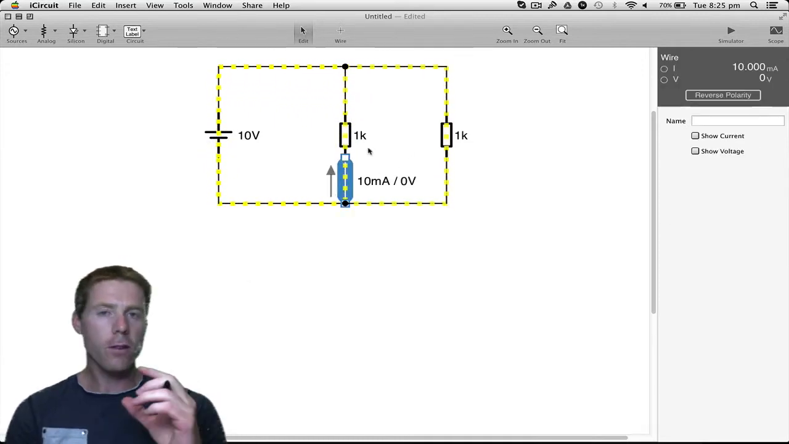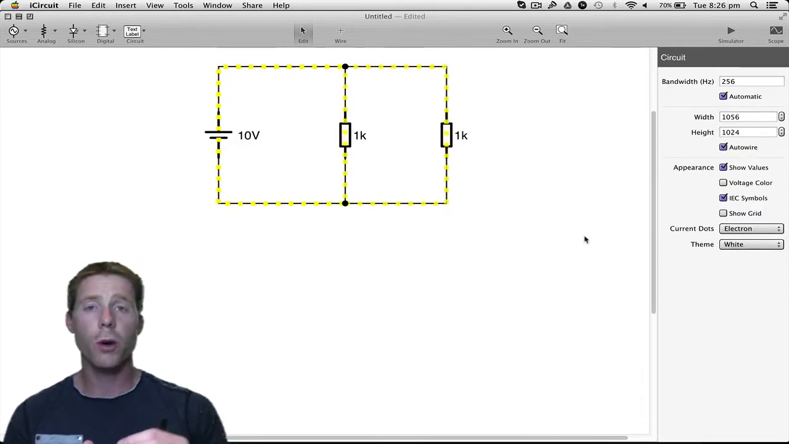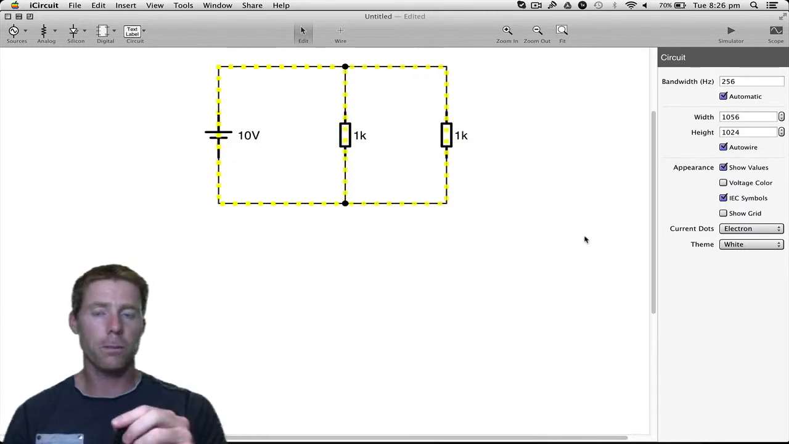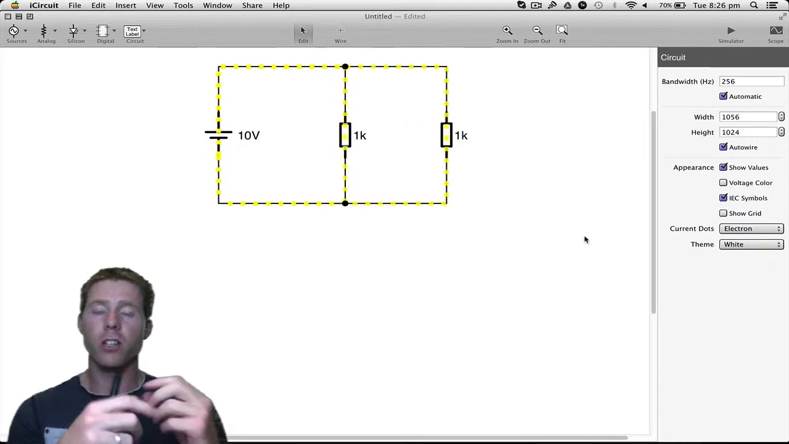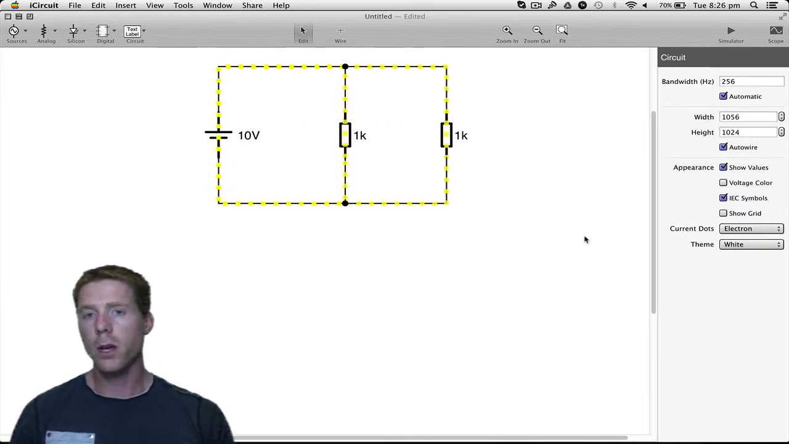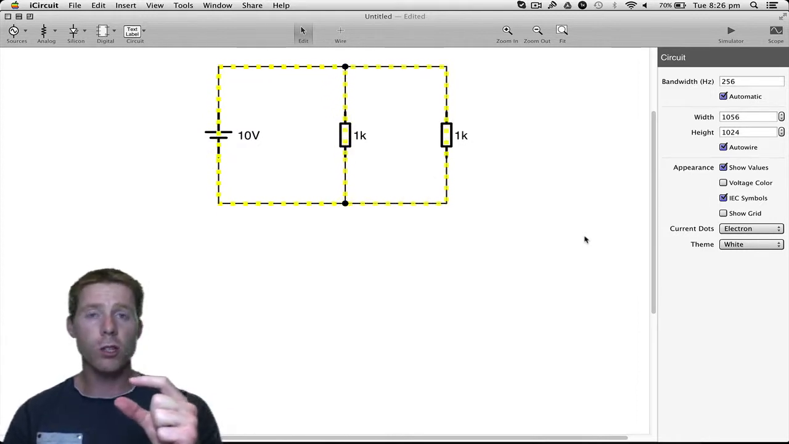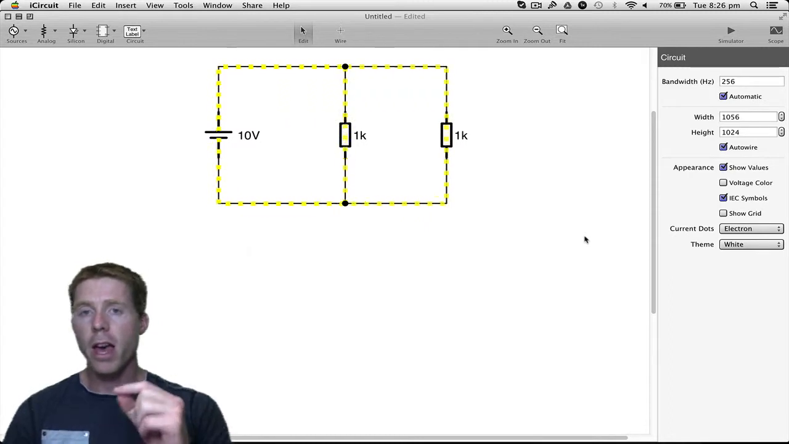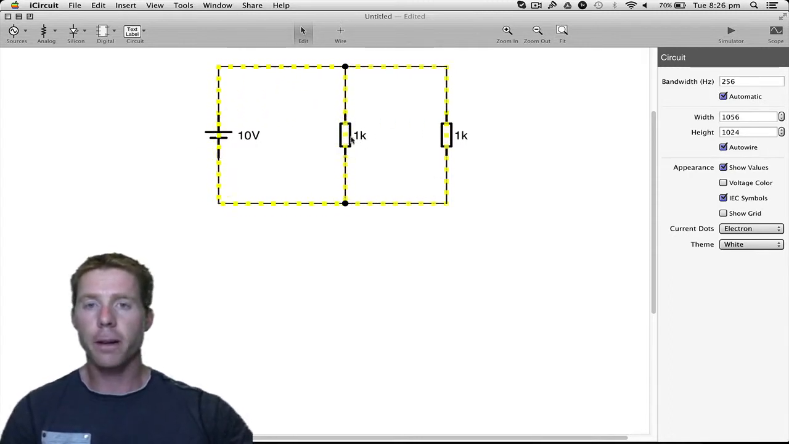Alright, so have a look at this. In a series circuit, we said that the current through every component is the same, because the electrons only have one path to follow. But the voltage, the 10 volts, would split up and divide itself amongst those components. Now let's just swap that completely. This time, voltage will be the same across every component instead of current being the same. And then the current is the thing that splits up. So let's have a look at that.